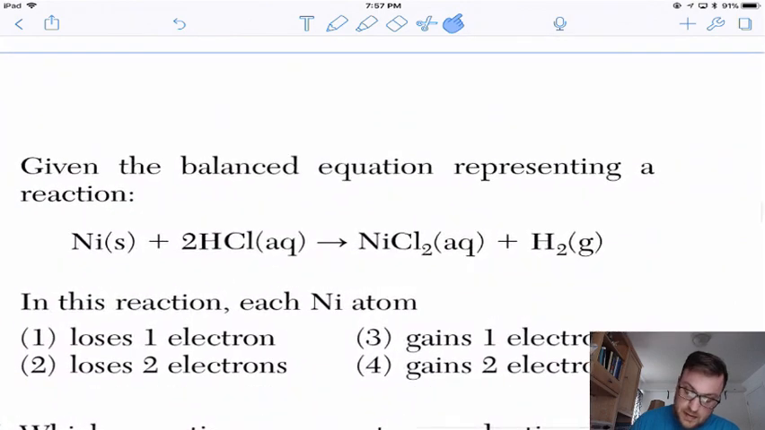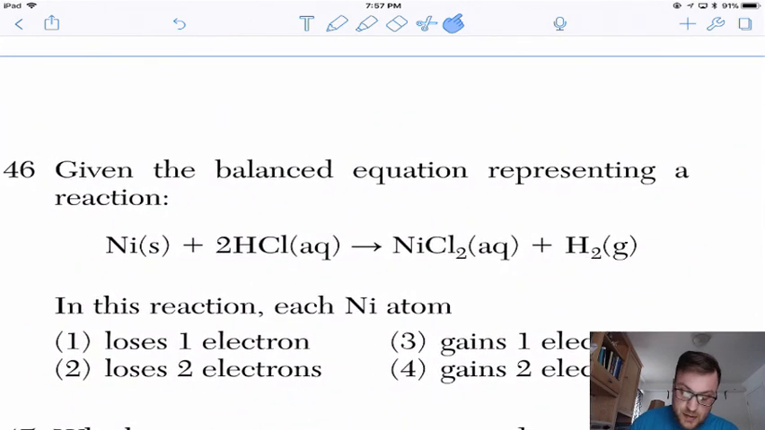46. Given the balanced equation representing a reaction, in this reaction, each nickel atom blanks. All right, we're dealing with electrons here. The fact that we're dealing with electrons means this is a redox reaction. We need to figure out the oxidation state of nickel on both sides. So, nickel on the left side, no friend, no charge.